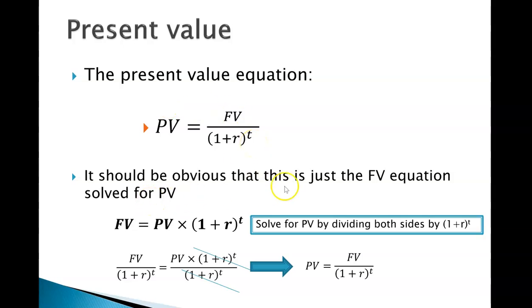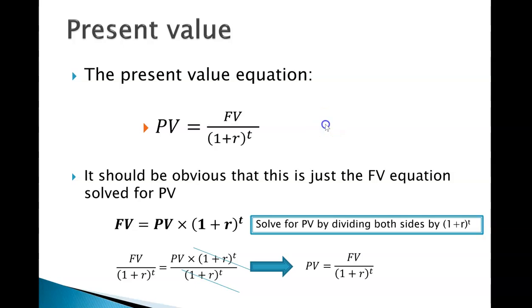And I say here, it should be obvious that we just took the future value formula and solved it for present value, right? We divided both sides by 1 plus r to the t. Okay, so that's how we get it. So the present value is equal to the future value, the money you expect in the future, divided by 1 plus the interest rate you earn to the t. T again is an exponent.